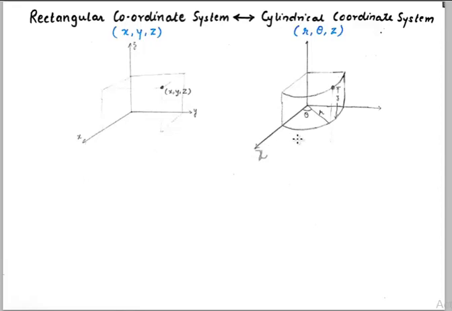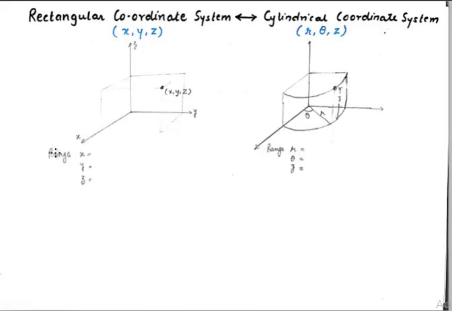And it will not be appropriate to call it the xy plane, because x and y no longer exist in this coordinate system. So what we are left with is the radius of that point and the angle theta, and the height, which is z. So there is one similarity between rectangular coordinate system and cylindrical coordinate system, which is the third coordinate, which is z. So z represents the height.